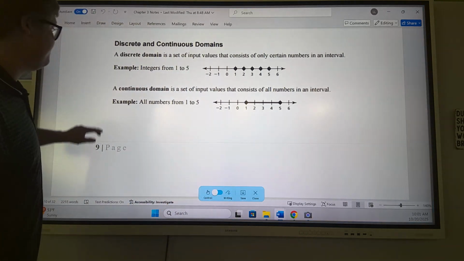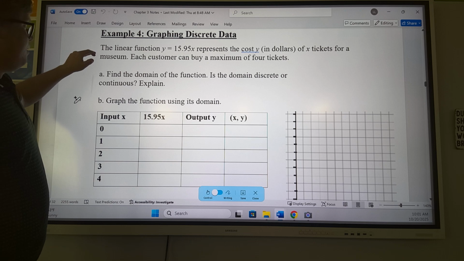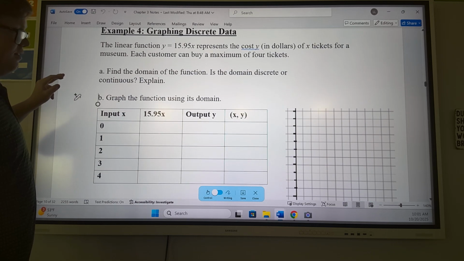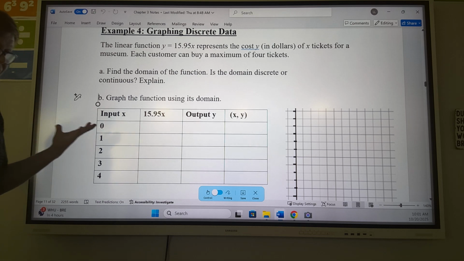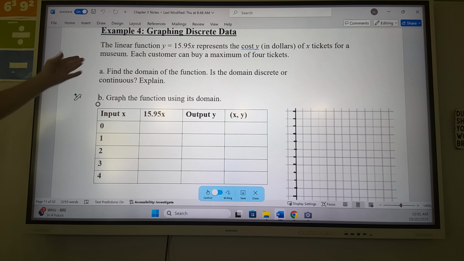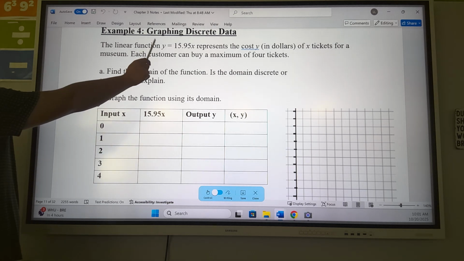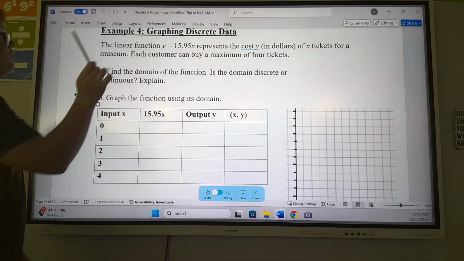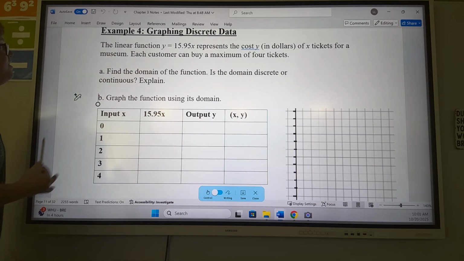We're going to move on. So now we're going to talk about graphing discrete data. Again, we've talked about it. Discrete data is data that has to be represented by whole numbers. So in this situation, the linear function y equals 15.95x represents the cost, which is y in dollars, of tickets for a museum. Each customer can buy a maximum of 4 tickets.